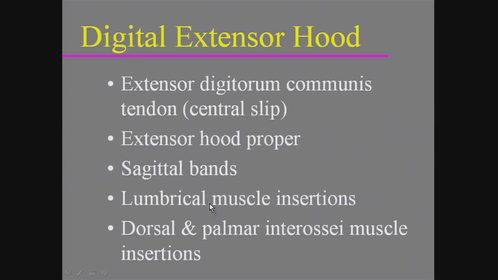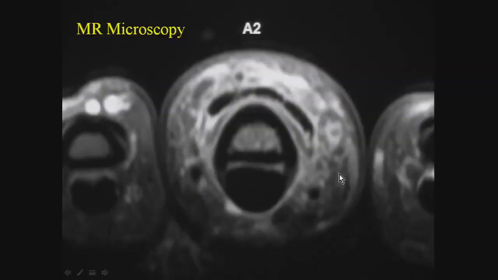You then have the lumbrical muscles. Remember, these are the only muscles in the human body that have a non-osseous origin and a non-osseous insertion. And then also the dorsal and palmar interosseous muscle insertions that contribute to the extensor mechanism. With MR microscopy, you can really see very nicely and directly the detailed anatomy of the fingers. So it kind of gets more like reading a large joint, when you're using these sorts of coils. Here's an axial image, intermediate weighted at the level of the A2 pulley.